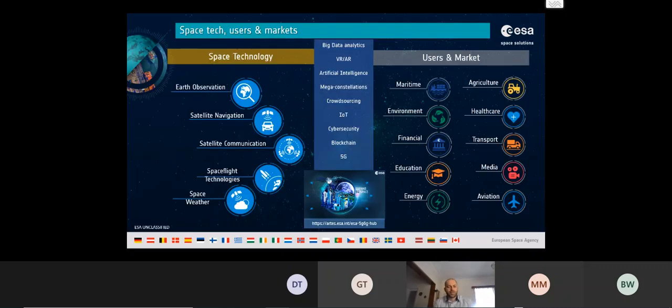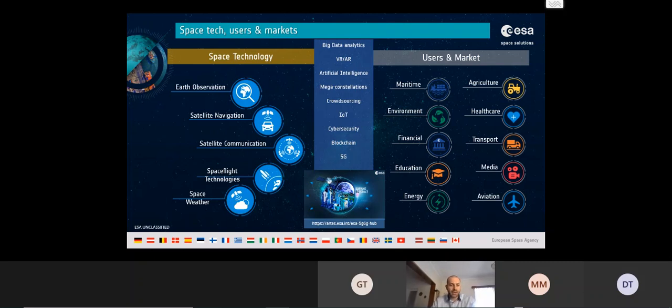In the following slide, I would like to show you the utilization of space assets, which are basically presented on the left-hand side. So you can see the corresponding logos for Earth observation, satellite navigation, satellite comms, space flight technologies, and space weather. On the right-hand side, you can see the different markets. So we have different market sectors such as maritime, aviation, energy, transport, healthcare, and so on and so forth. So basically, our goal here is to merge space assets with terrestrial technologies such as IoT, which is basically the main topic of this event. And you can see IoT in the center of this slide, but also other terrestrial technologies such as 5G, blockchain, artificial intelligence, VR, AR, as well as big data analytics.